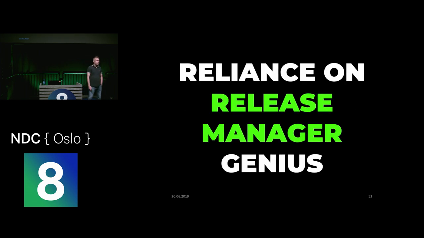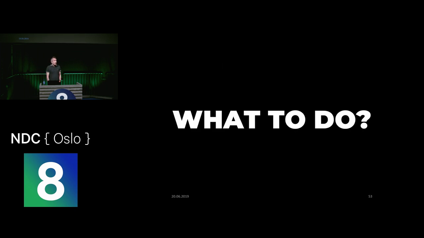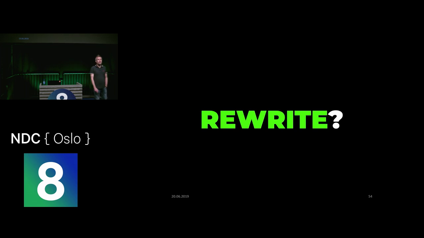And we still manage to deploy quite often because we have this release manager who has these sixth senses of what you can release at the same time. So we had a schedule like once a week or something, we could deploy stuff. But that's not a good situation to be in. So what to do? Should we rewrite this API?